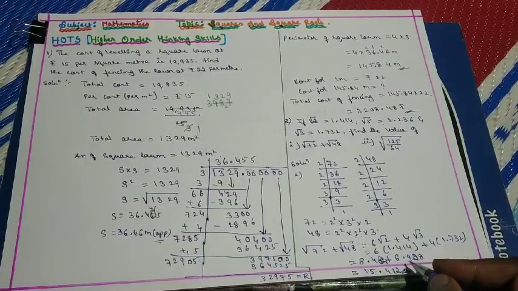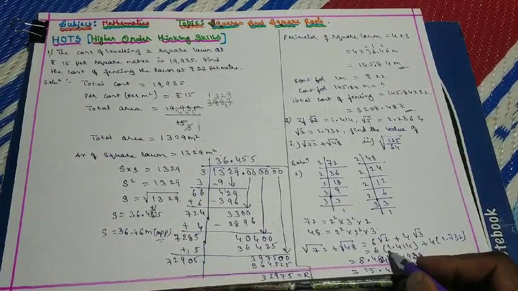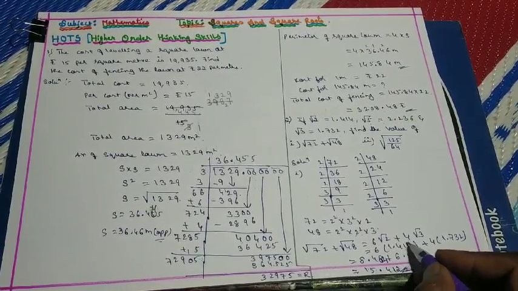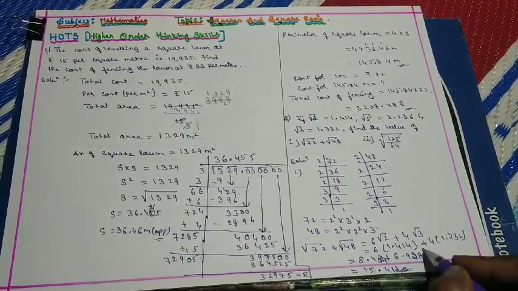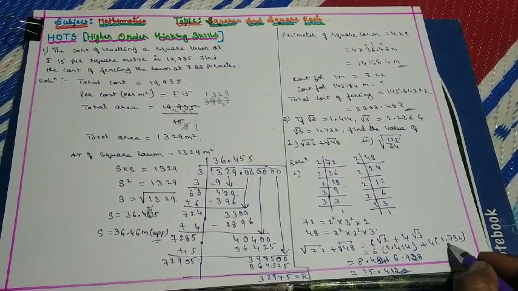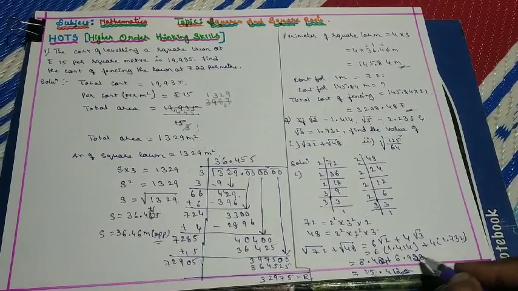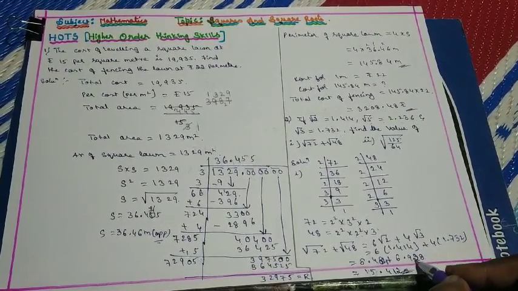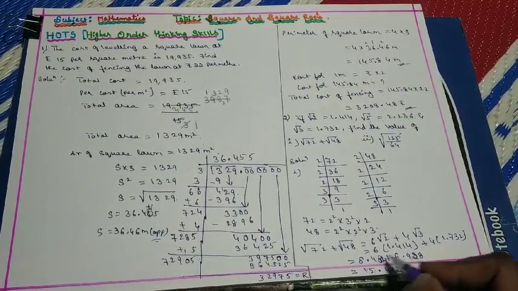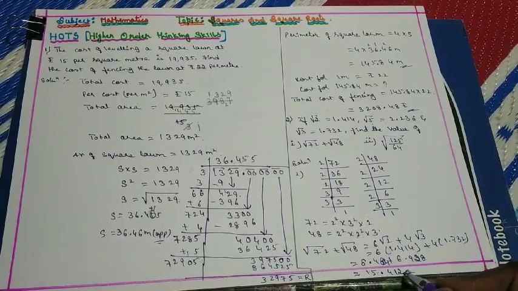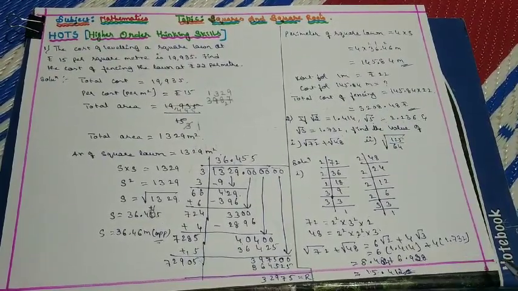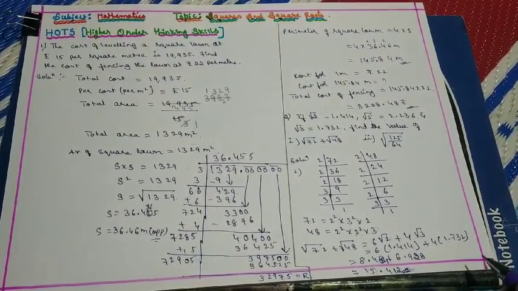1.732. So when I multiply 6 into 1.414, the product I got is 8.484, plus when I multiply 4 into 1.732, I got the product 6.928. So when these two numbers are added, I got the answer 15.412. So this is the first sub question, children. Now let me move to the second sub question.